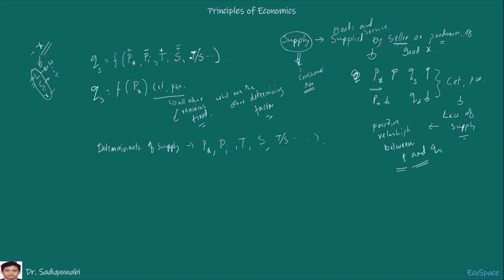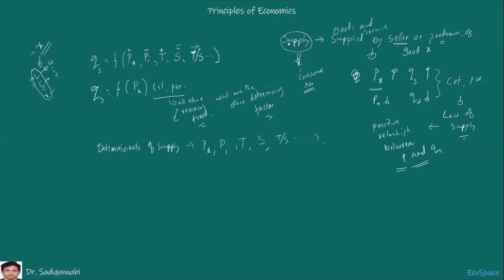Okay. What about this, tax and subsidy? Increase for T means decrease, and increase for S means increase. So minus and plus. That means when T increases, supply decreases. When S increases, supply increases. That's why it is minus and plus. Okay.